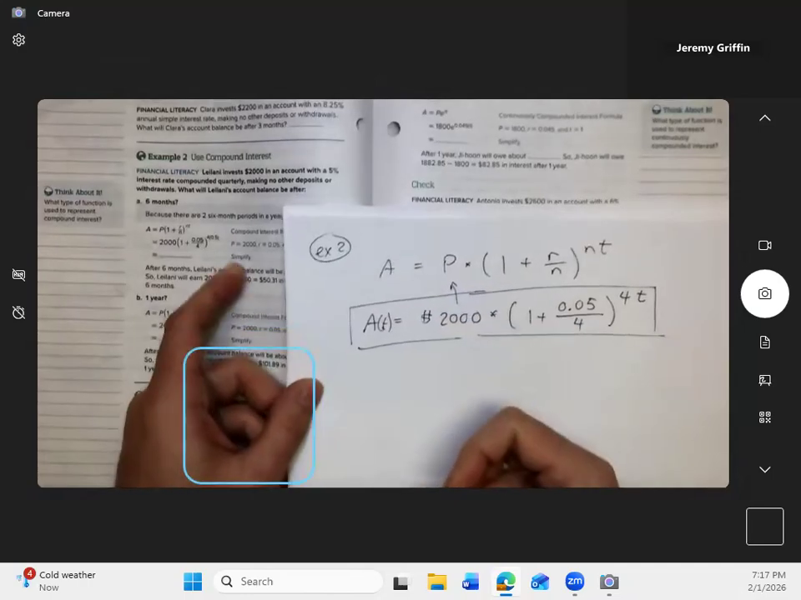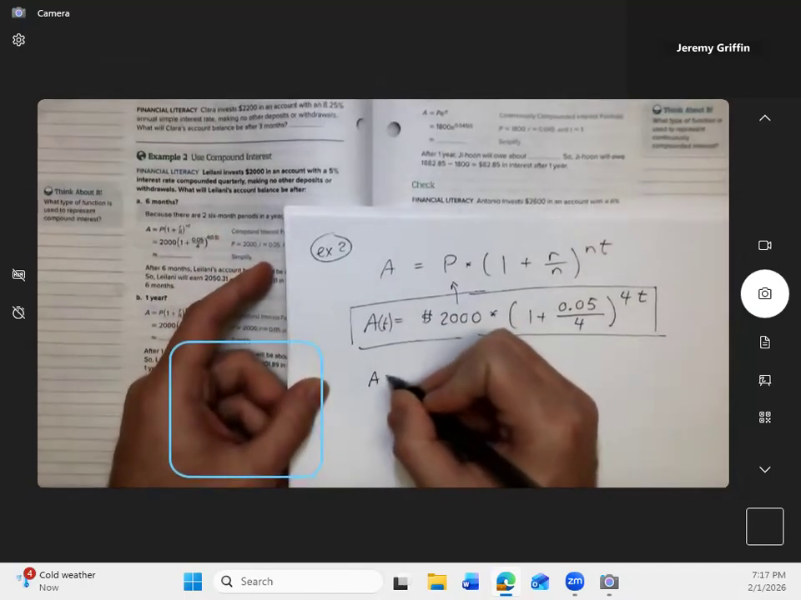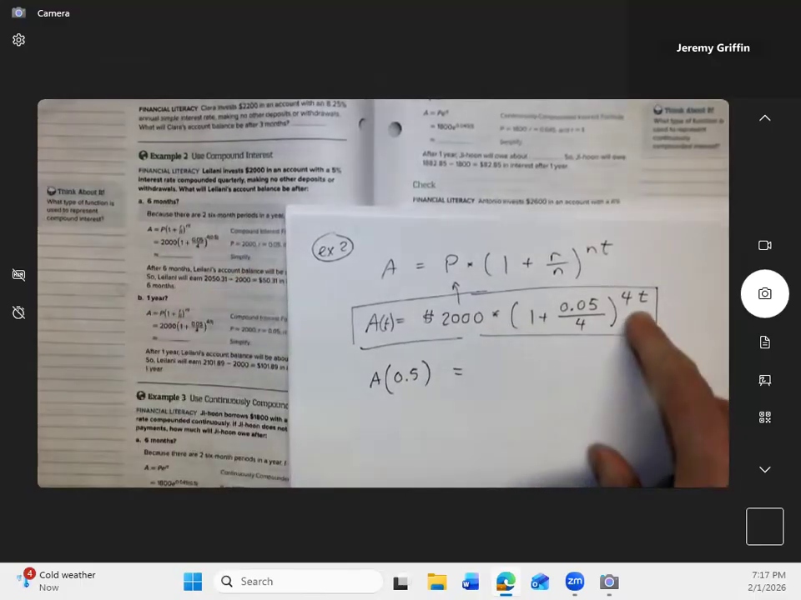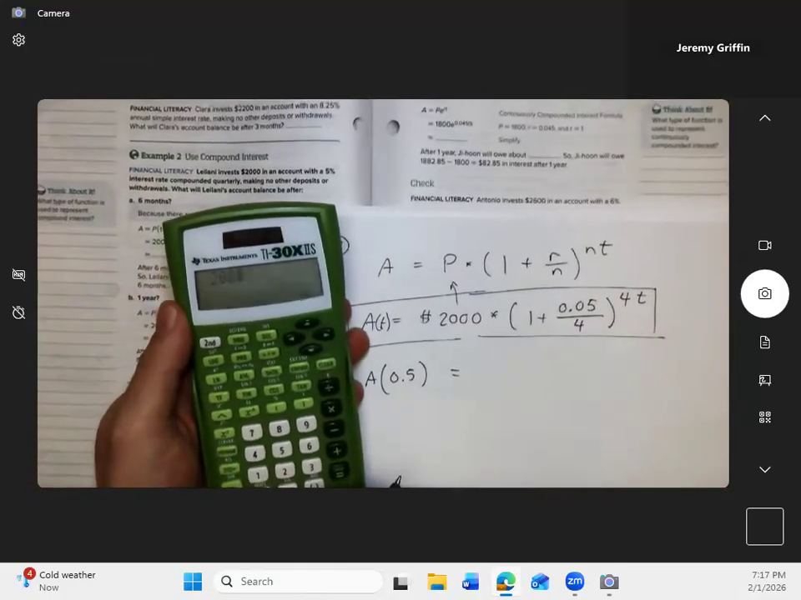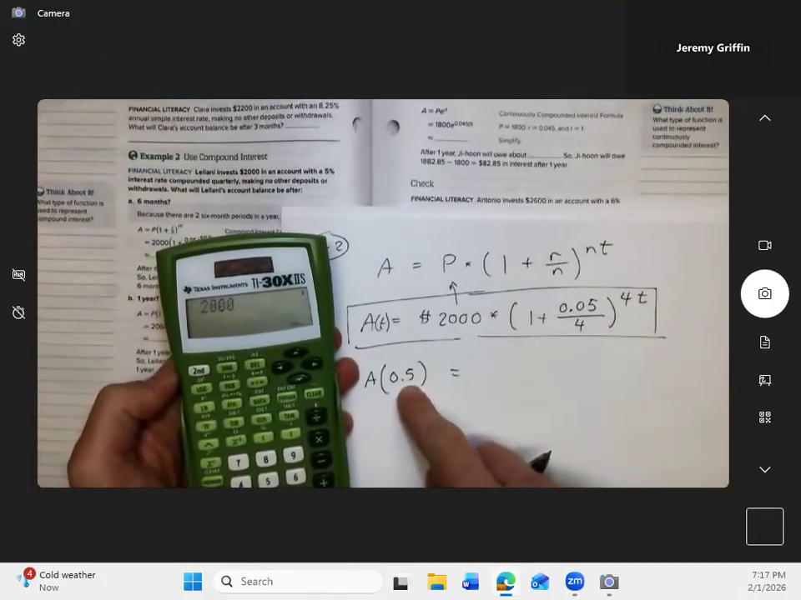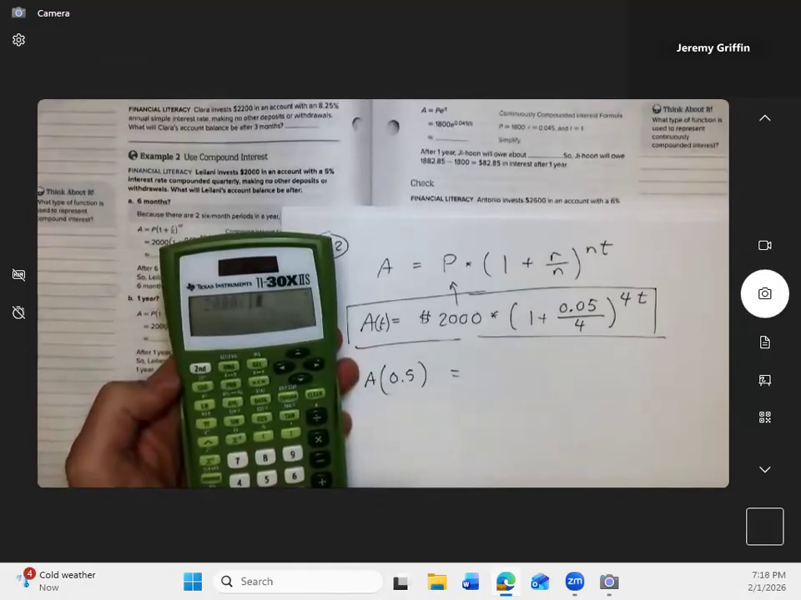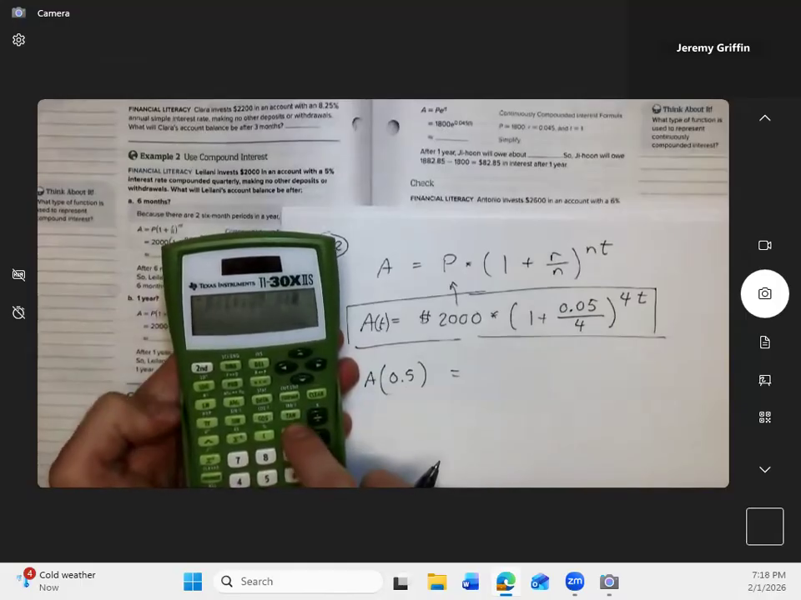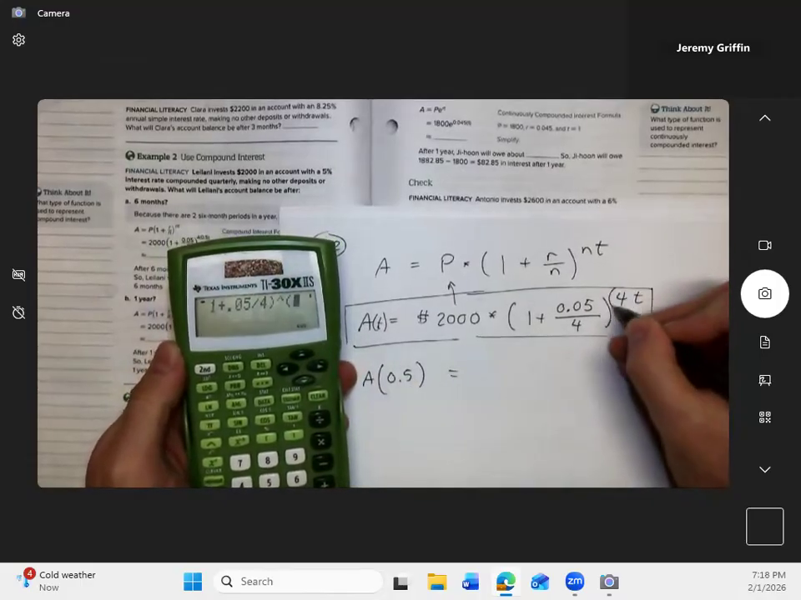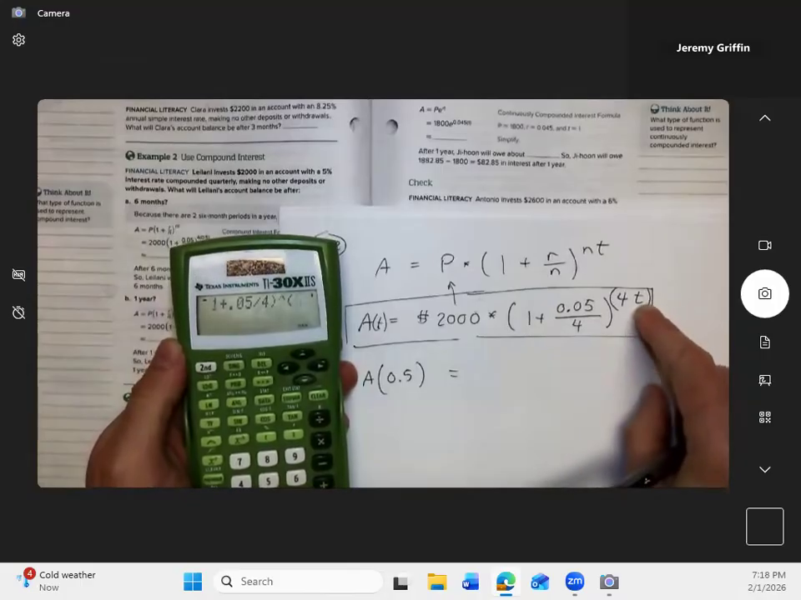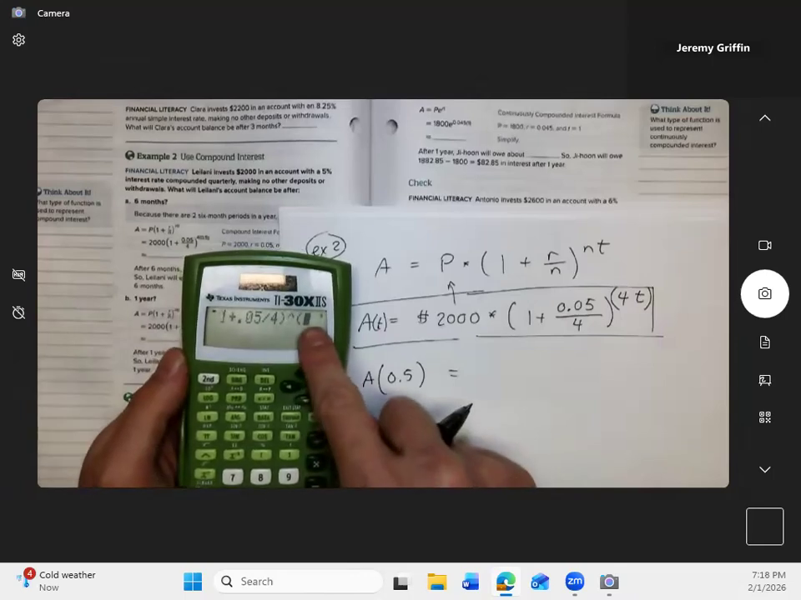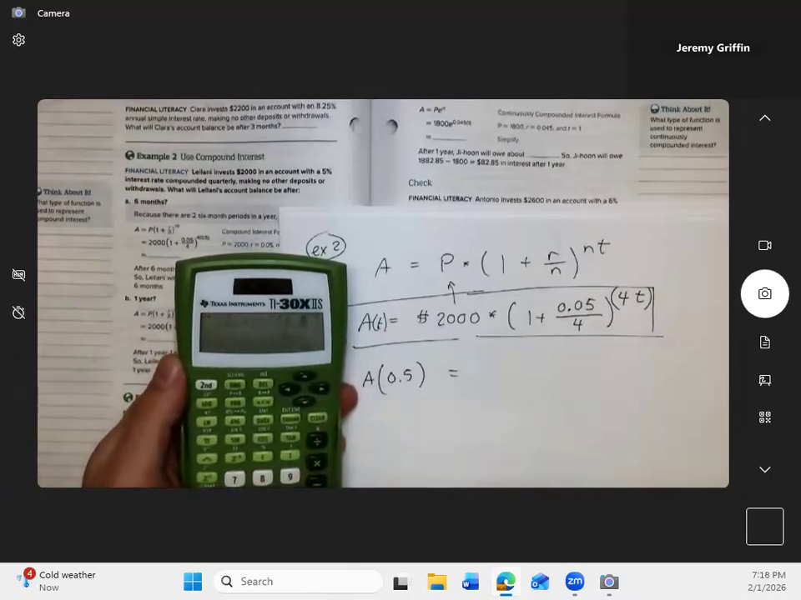After 6 months, well, 6 months is 6 over 12, or 0.5 years, so I'm just going to plug in 0.5 for t. You saw that in the last example: 6 months is the same thing as half of a year. So 1 plus 0.05 over 4, to the power of, and then in parentheses, 4 times half a year. Make sure this power is definitely in parentheses. Otherwise the calculator will raise to the power of 4 and then multiply by time, and give you a nonsensical answer.